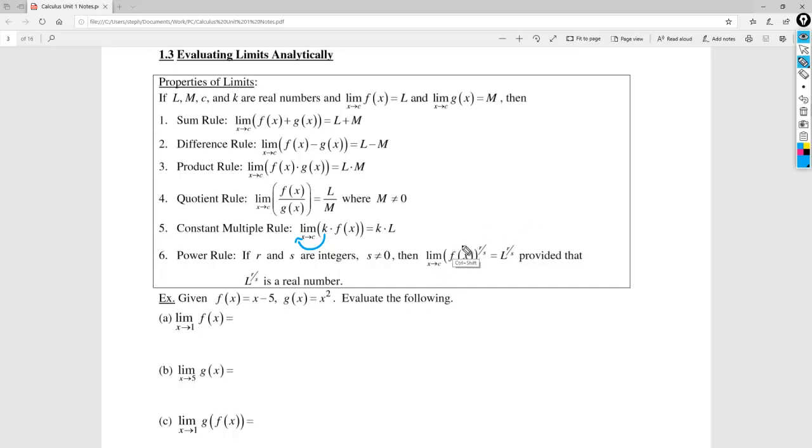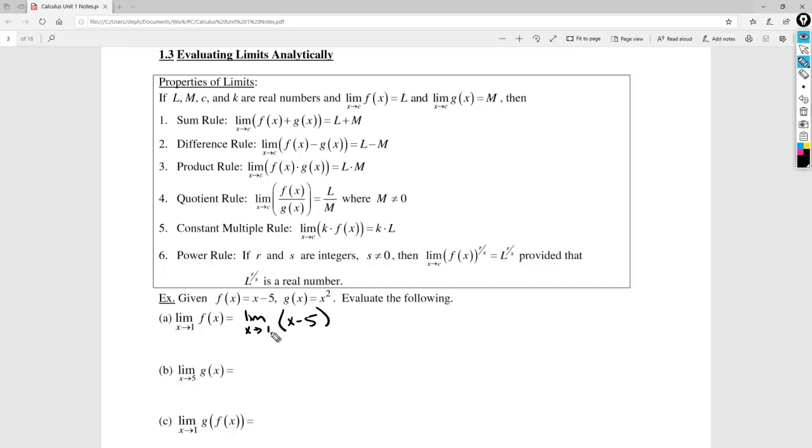Okay, so first example here, we have f of x equals x minus 5 and g of x equals x squared. So those are my two functions I'm dealing with. They want me to evaluate a few things. So first, they just want me to do the limit as x approaches 1 of f of x. Easy enough. So I'm going to rewrite this as the limit as x approaches 1 of x minus 5.